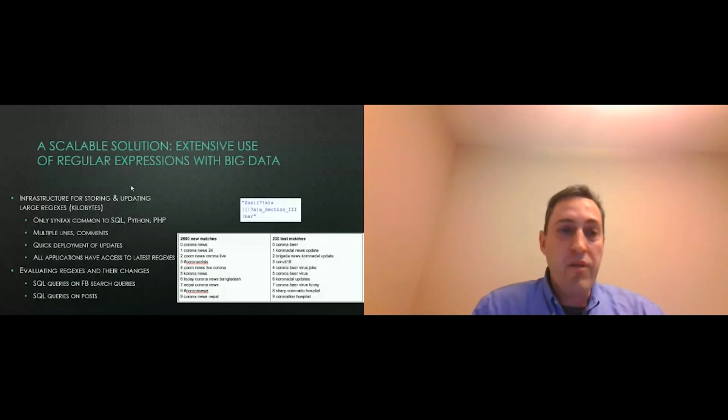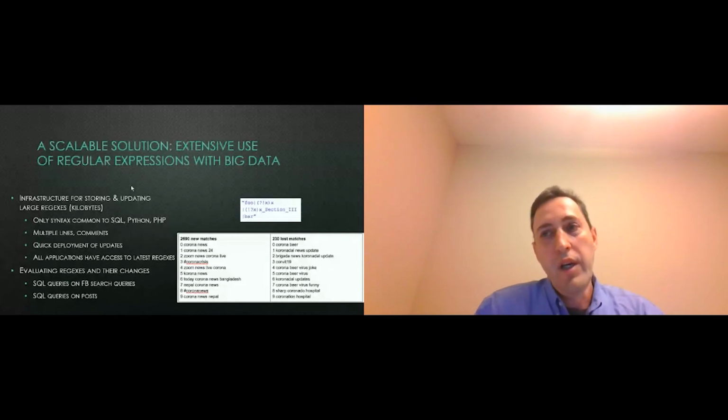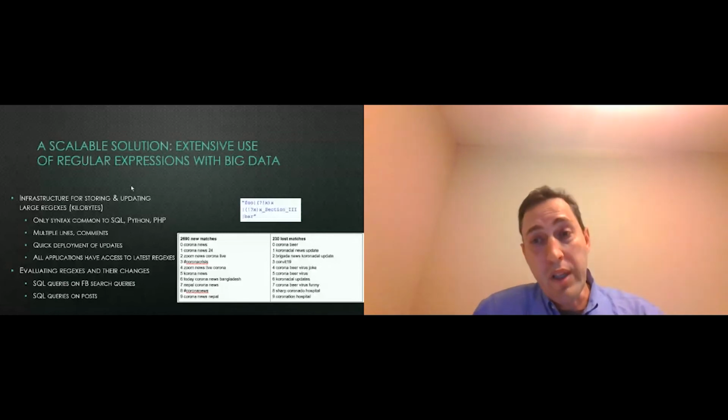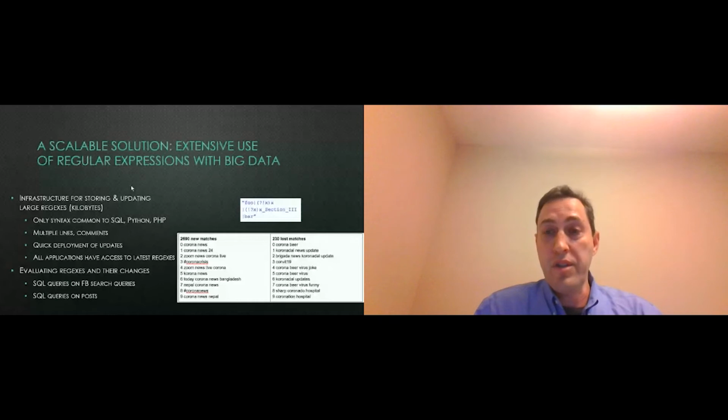Now at Facebook we have very quick deployment. We use a particular system that can deploy very short pieces of configuration to all servers worldwide and make it available to all applications in pretty much all languages. So we now evaluate regexes and their changes with SQL queries on Facebook search queries. This was a very early, very powerful insight. This is important because search queries that people enter are full of keywords, and they also repeat. So you could see basically the most popular search queries of a kind, and you see examples here.